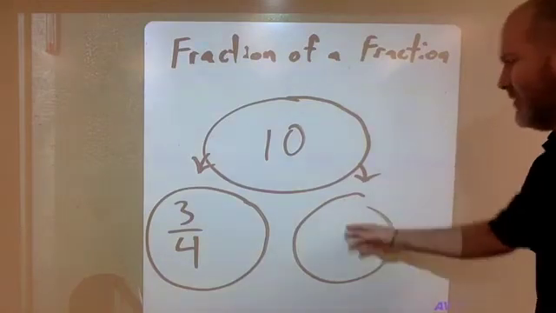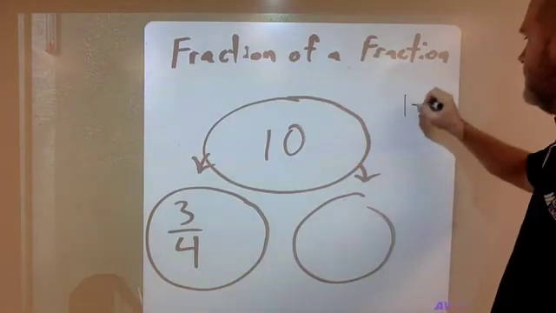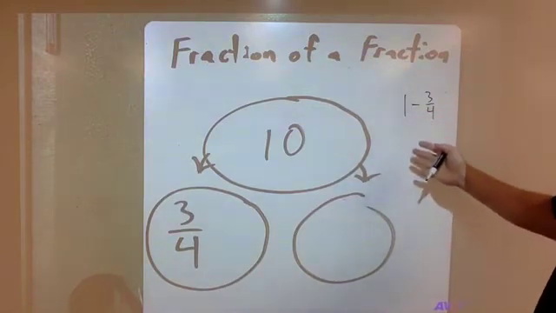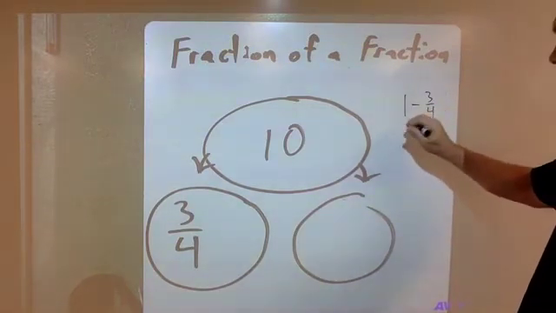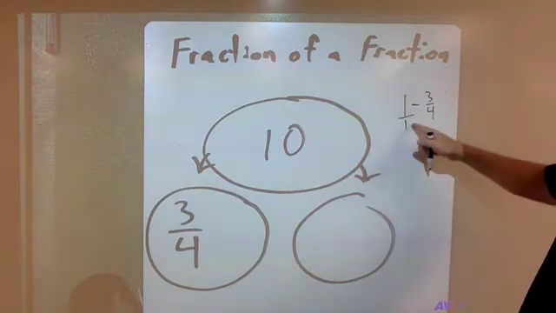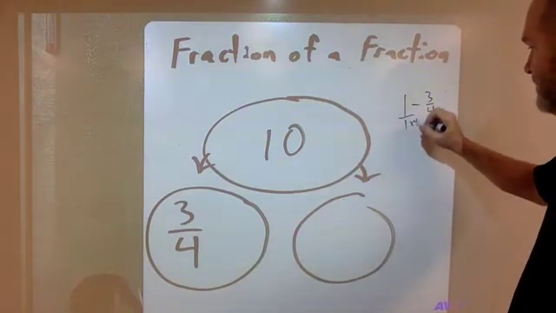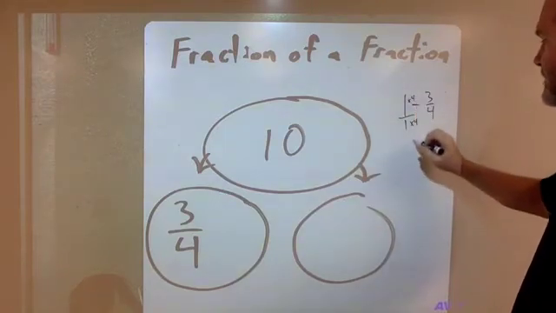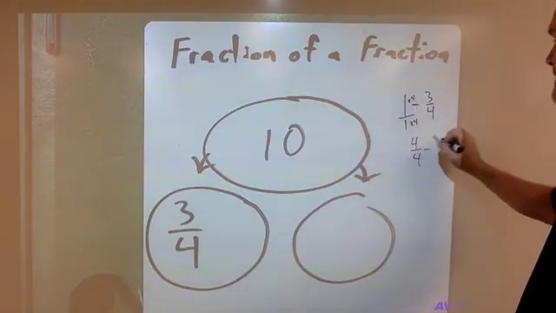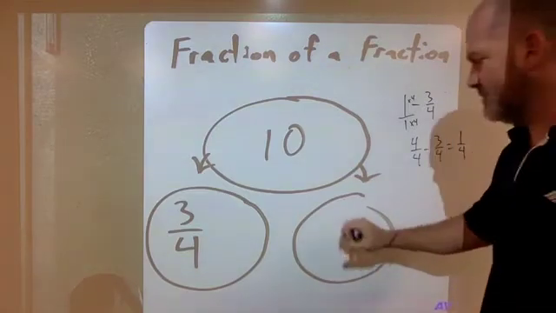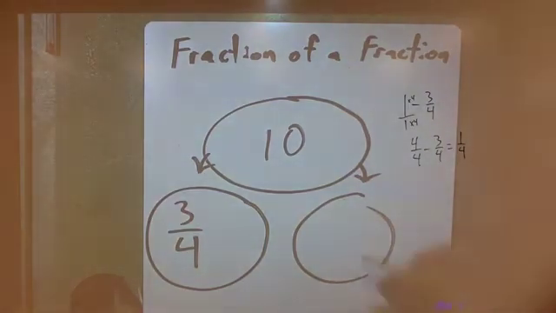So if we want to know how much is in here, we do 1 minus 3/4. And when you subtract with fractions, you have to have a common denominator. So this is actually 1 over 1, and we want the denominator to be 4. So we multiply it by 4, which means we multiply the numerator by 4. So it's 4 over 4 minus 3 over 4 equals 1 over 4. So this would be 1/4.